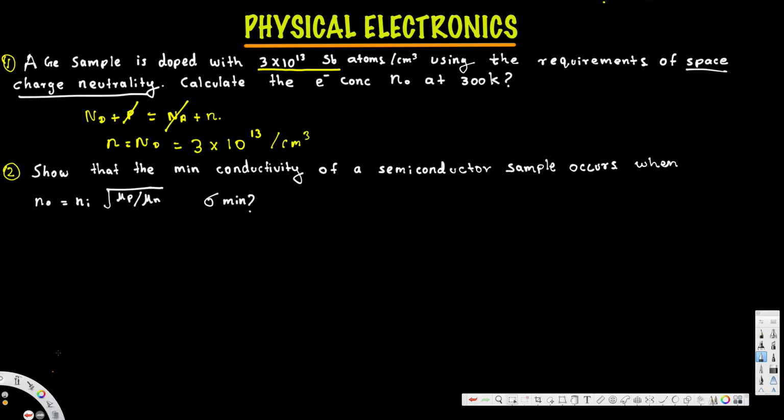Now let's look at the second question. Second question is asking, show that the minimum conductivity of a semiconductor sample occurs when N0 is equal to Ni times the square root of mu P over mu N. And also they are asking to find out sigma minimum.